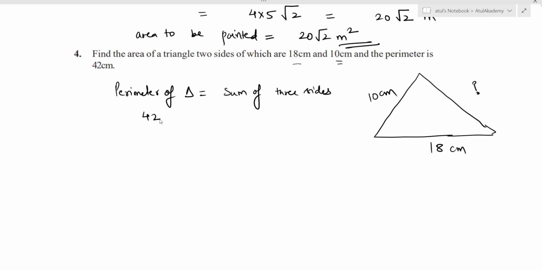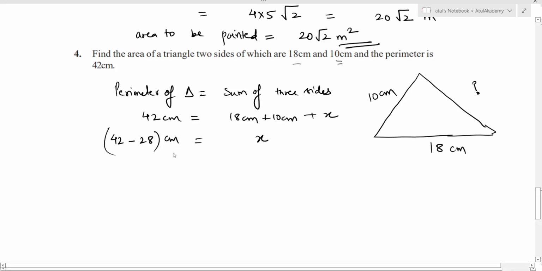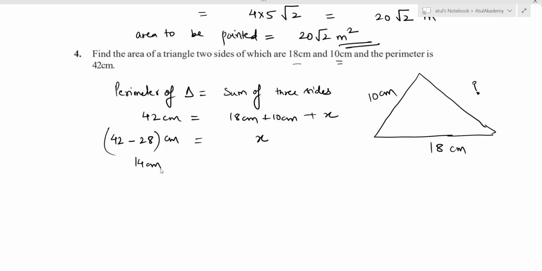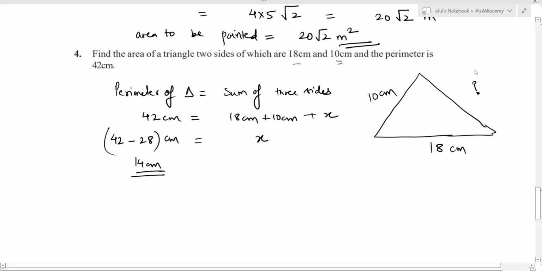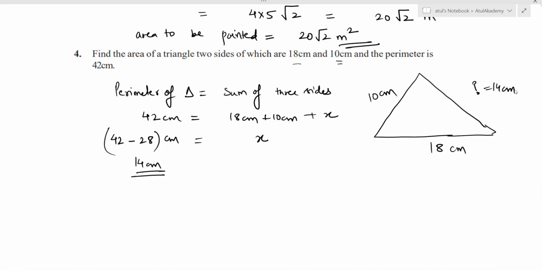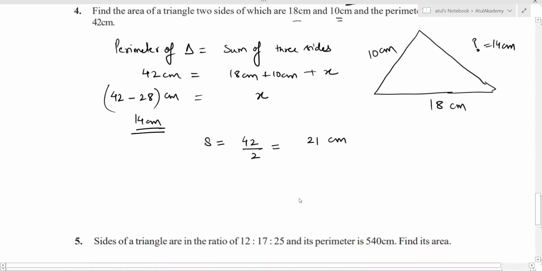So this is given as 42 centimeter. Let this be 18 centimeter plus 10 centimeter plus x. So this x comes out to be 42 minus 28 centimeter. So how much is this coming out to be? 42 minus 28 is 14 centimeter. That's the third side I'm getting. Okay. So we got the third side as 14 centimeter. Semi-perimeter is half of the perimeter. Perimeter I know 42 divided by 2 is 21 centimeter. Fine. Let's put it in the formula.